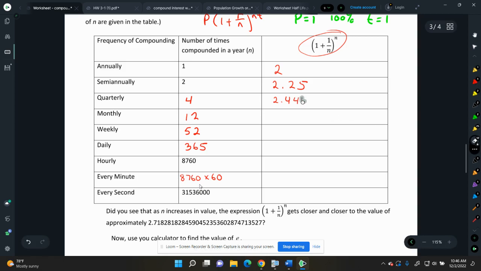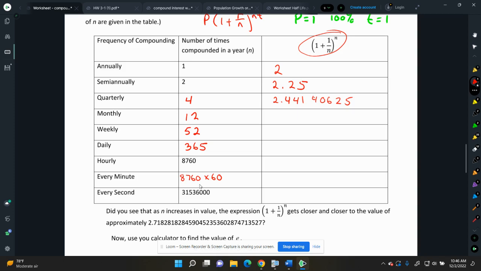That's kind of surprising to me, so let me just double check that. 1 plus 1 divided by 4, to the power of 4. Okay, 2.44140625. Do you have your calculator rounding? Oh, I do have that. Oh, I had to say the whole thing? Yeah, that's why I said don't round.